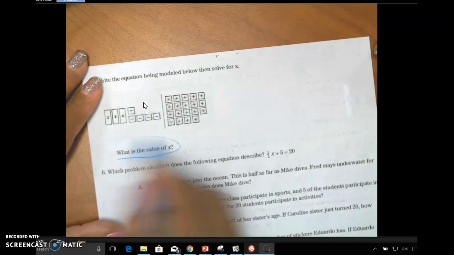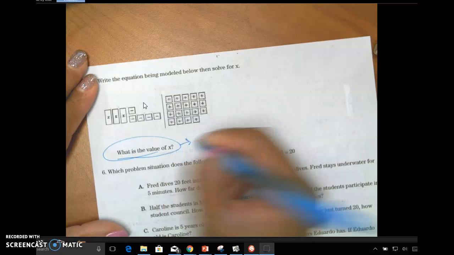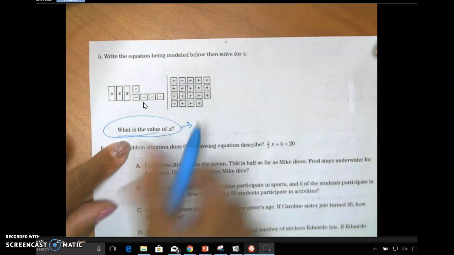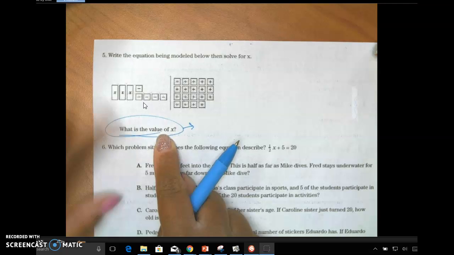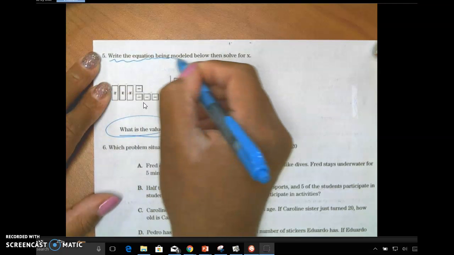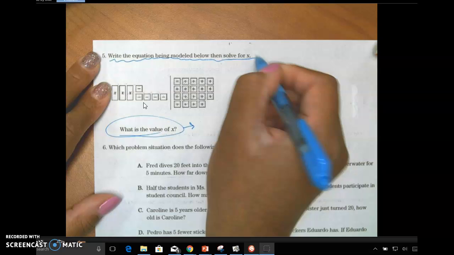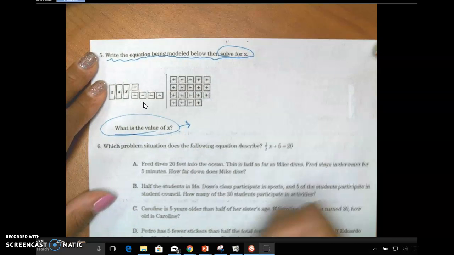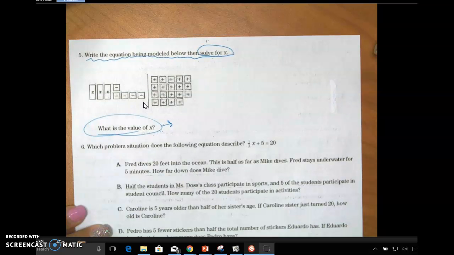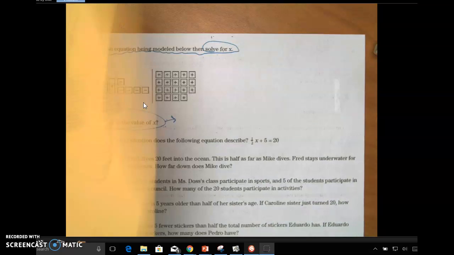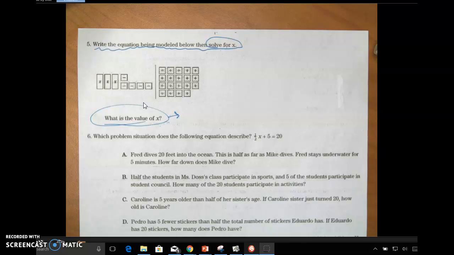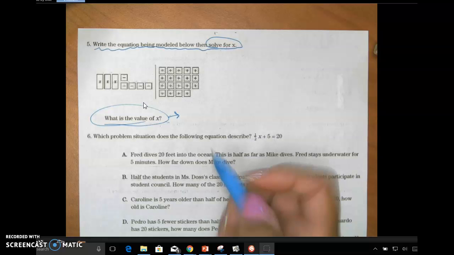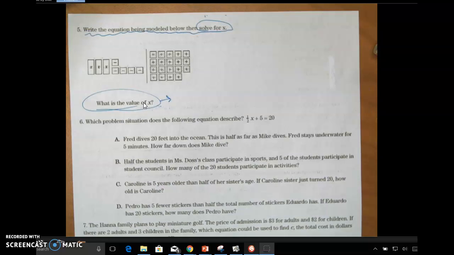What is the value of x? What does that mean? What does it mean? No, what does this mean? Oh. Write the equation being modeled below, then solve for x. What does that mean? We have to write the equation. Write the equation being modeled below, then solve for x. I have the same paper that you have, honey. Mine is just a different color. What does solve for x mean, guys?